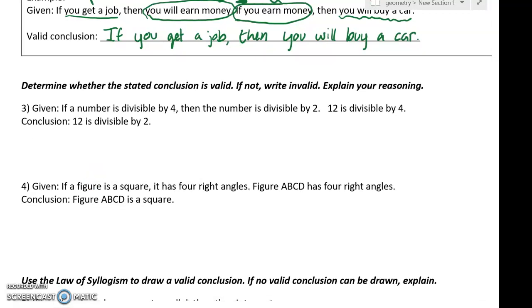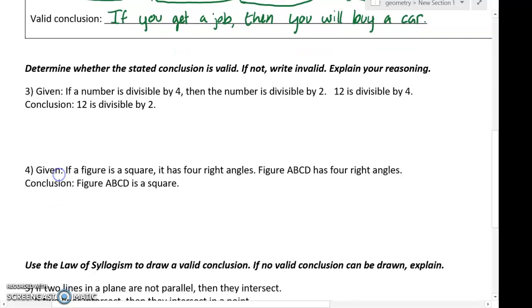But all right, let's move on to number 3 here. This one says, the instructions say determine whether the stated conclusion is valid. So that's the first thing we need to do. Then if not, we're going to write invalid and explain our reasoning. So let's look at this.